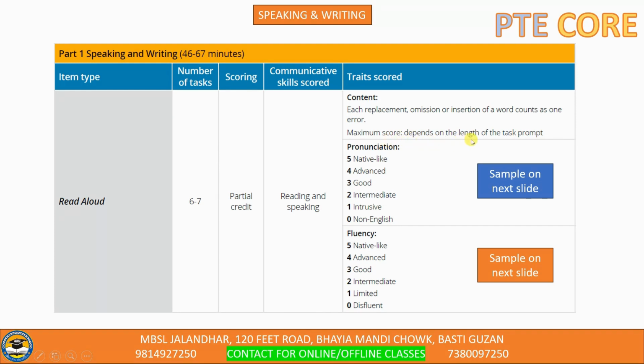The maximum score depends upon the length of the task prompt; normally the content is of 5 points. Next is pronunciation: if you speak like a native, it's 5. For advanced level it's 4, good is 3. If you're intermediate you deserve 2 points, 1 is for a weak level and 0 is for none. Fluency is the same; the marking criteria are the same for fluency and pronunciation. Read aloud contributes to both reading and speaking communicative skills, so even in PTE Academic, students who score very well in read aloud get a good score in reading.